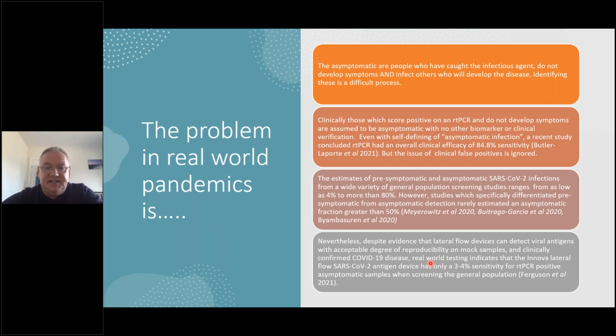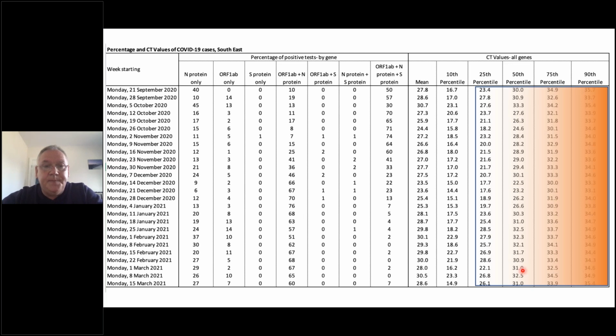And when it started to be tested in real life, in particular the Birmingham study, where they were looking at over 7,000 students who did not have symptoms, they only picked up about 3 to 4% of those that should have been picked up by an RT-PCR positive test of the non-symptomatic population. So that is extremely disturbing. And in fact, the data really, really points this out.